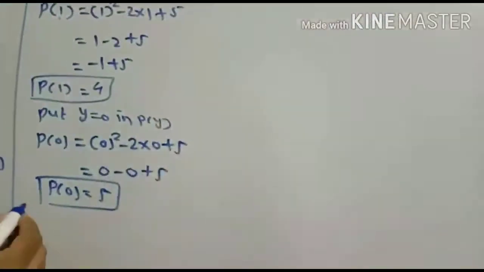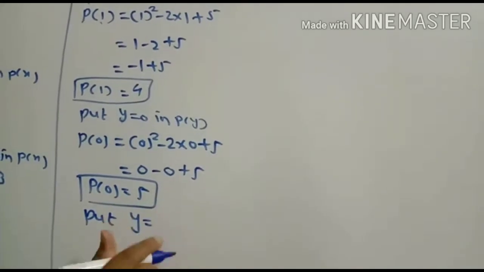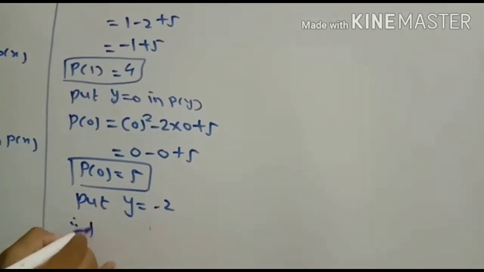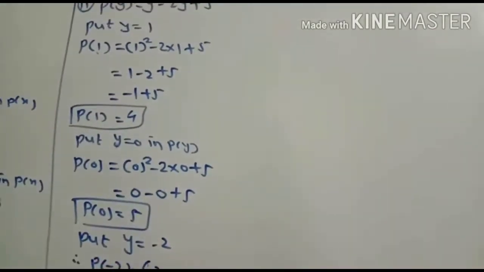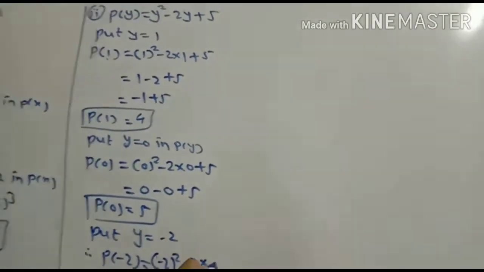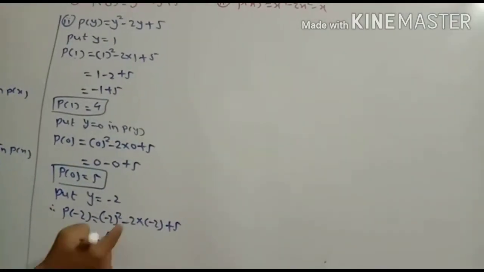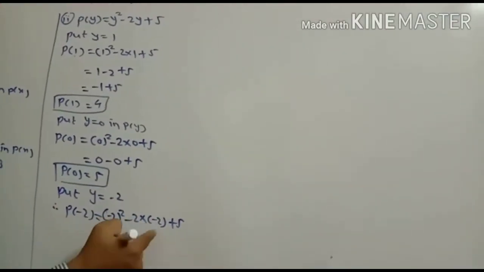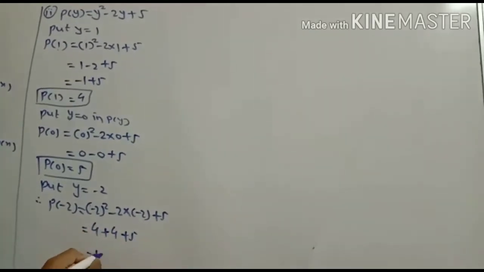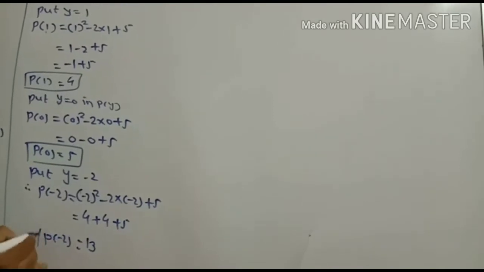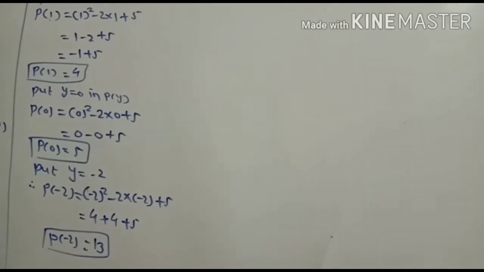Then P of minus 2. To find the value of P of minus 2, put y is equal to minus 2. Therefore, instead of y we put minus 2, that is y square means minus 2 square, minus 2 into y, that is minus 2, plus 5. Square of minus 2 is 4, minus minus gets plus, 2 2s are 4, plus 5, and 4 plus 4 is 8, 8 plus 5 is 13, and this is the value of the given polynomial for y is equal to minus 2.